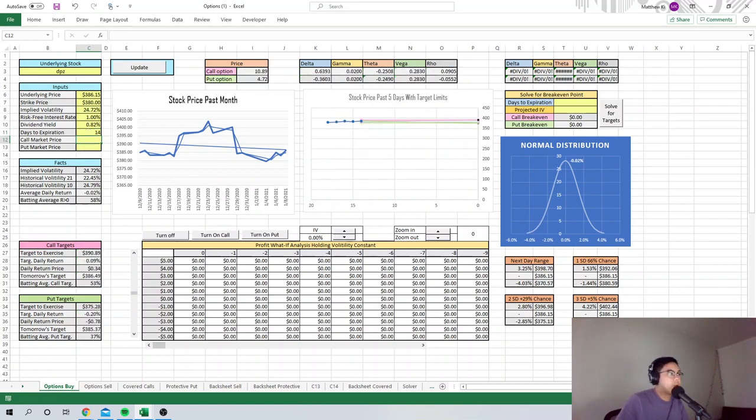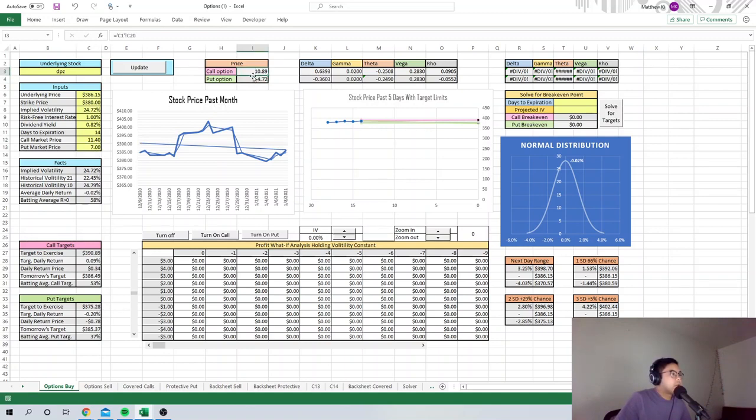Call 11.4 and 7. All right, there we go. So the formula predicted 10.89. The reality is it's at 11.4. The put says it should be at 4.72, but the market says 7.